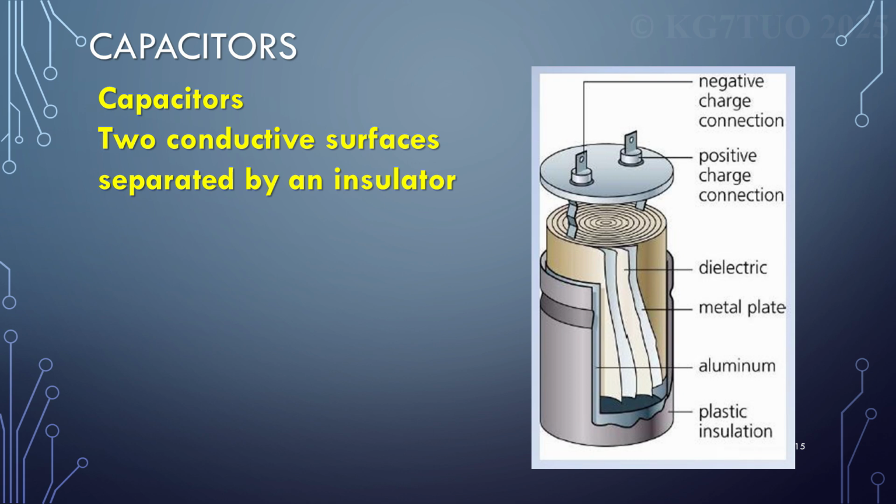Capacitor, 2 conductive surfaces separated by an insulator. So this one here is the dielectric. That's the insulator. And that is a metal plate, and that's a metal plate. They're saying it's going to be a super thin thing. You can make a capacitor out of some aluminum foil and some saran wrap. You're not going to make one nearly as accurately as these machine-made things, but you could make a capacitor with that. Okay.